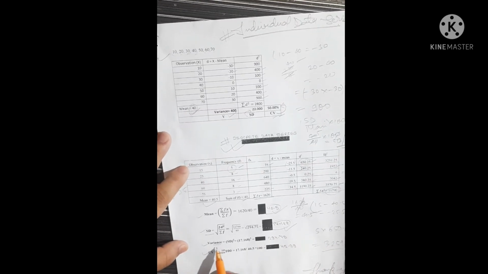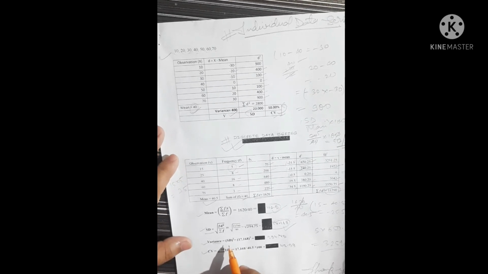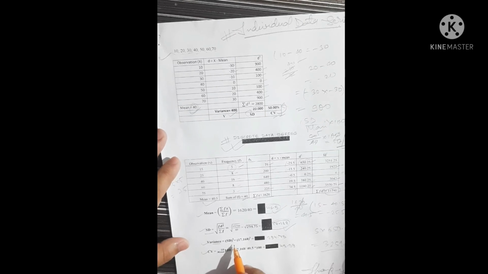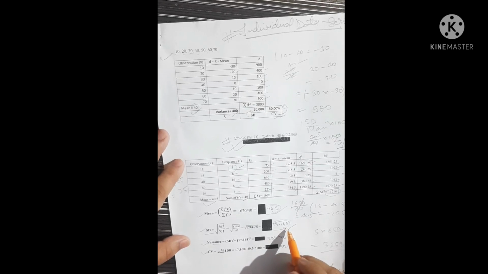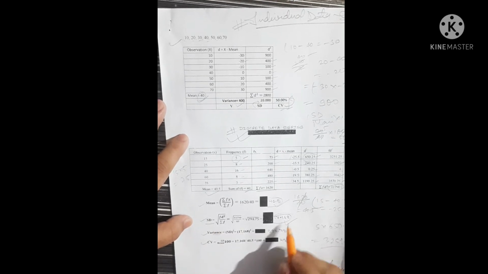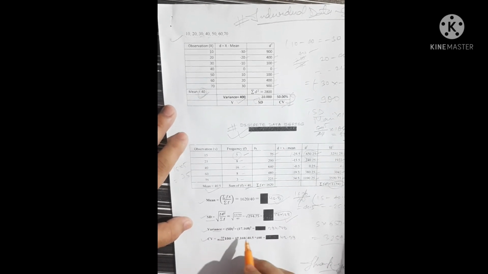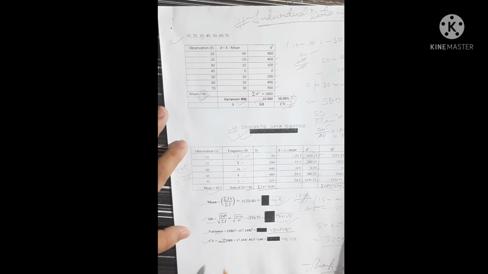Now we will calculate variance. Variance is equal to SD square. SD is 17.168. Here is SD, where we understand that SD is 17.168. So variance is equal to SD square, 17.168 square. When we square 17.168, we got 294.75.